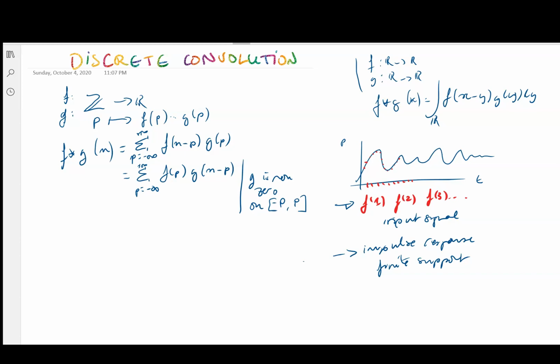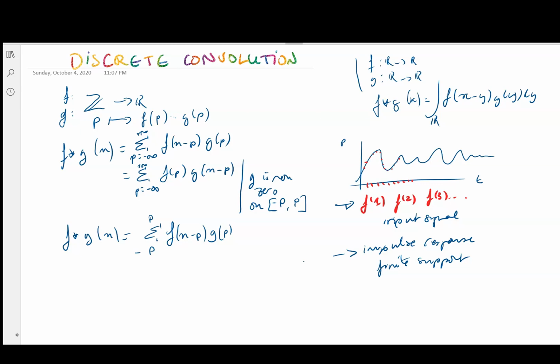Now if we write our sum, instead of an infinite sum, we're going to get a finite sum from negative P to plus P of, let's take the first expression, f of n minus p times g of p. It's just the same thing. It's just the bounds that are changing.